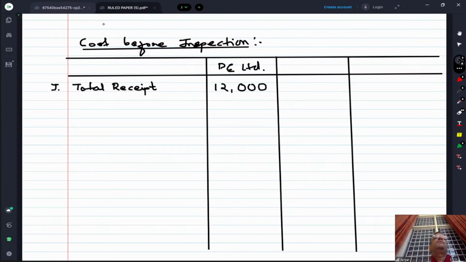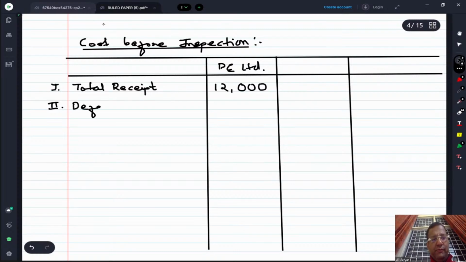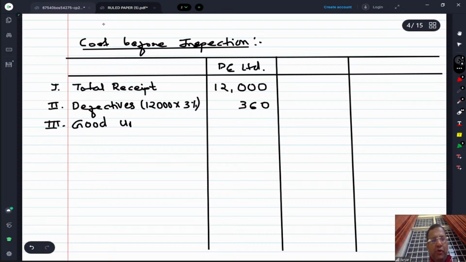It has been given in the question. Okay, so 3% is calculated on total receipt, and we assume that 12,000 is the total receipt. So we can find out the defectives. Defectives will be 12,000 multiplied by 3%. So it will be 360. Okay, so the net answer will be the good units. You have not done any inspection in this particular case. It's cost before inspection. So the answer will be 11,640, I think.